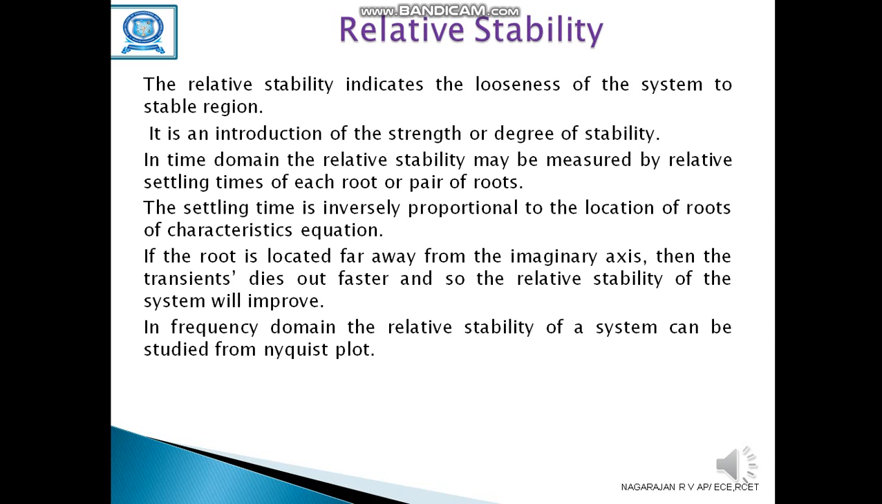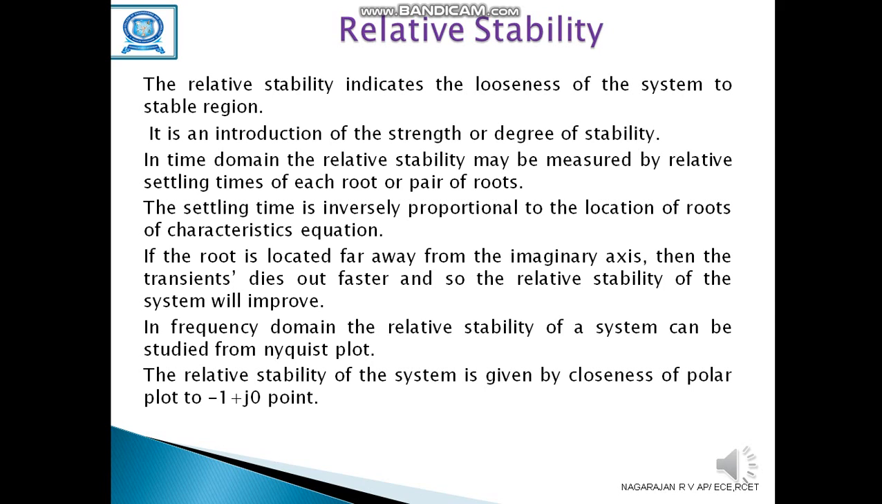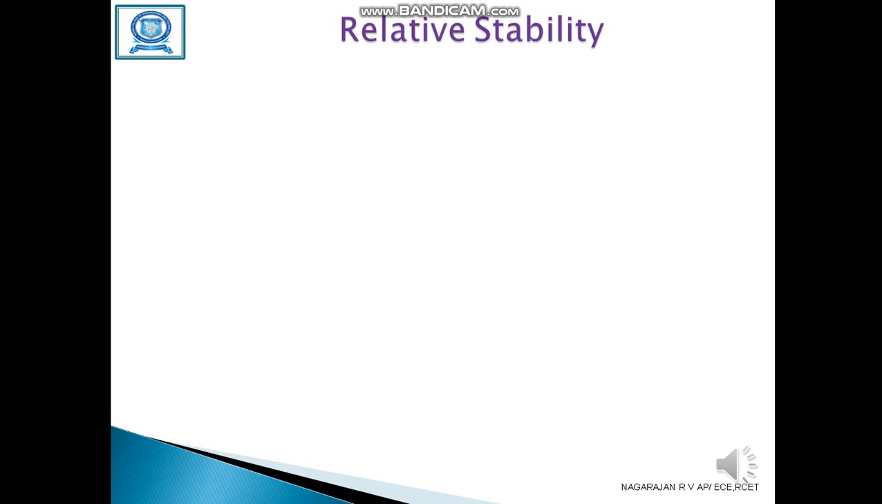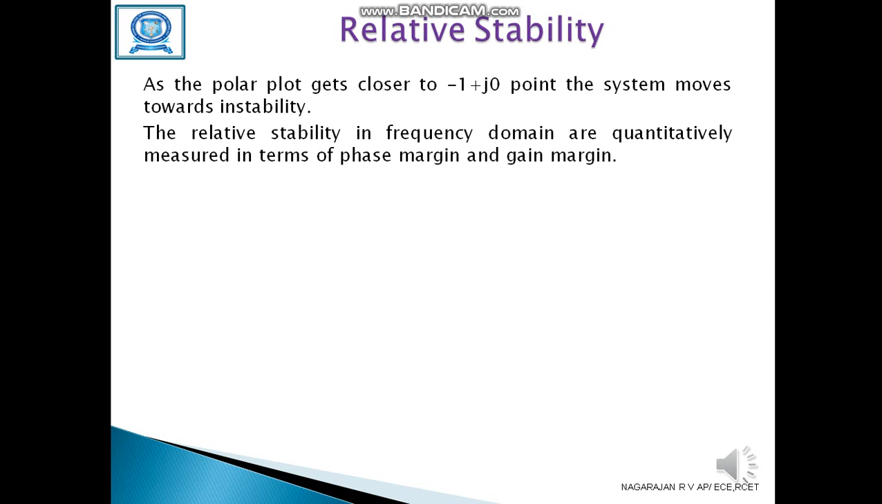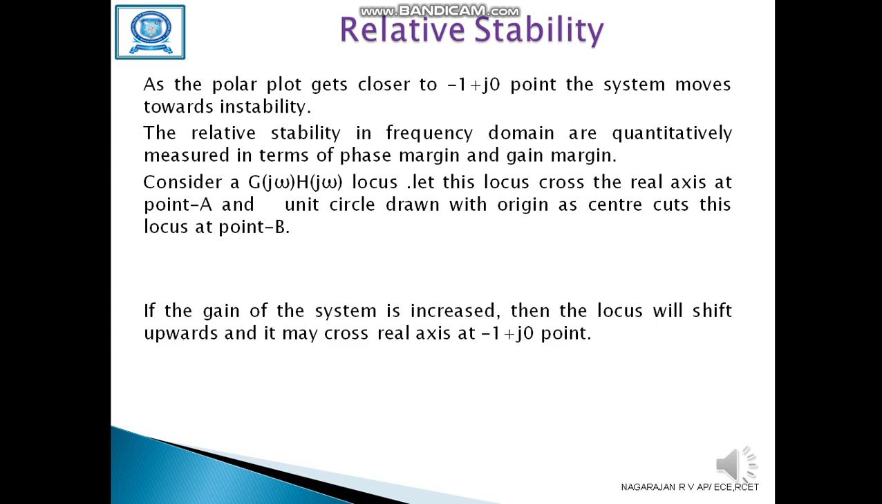In frequency domain, the relative stability of the system can be studied from the Nyquist plot. The relative stability of the system is given by closeness of the polar plot to the -1 + j0 point. As the polar plot gets closer to the -1 + j0 point, the system moves towards instability. The relative stability in frequency domain is quantitatively measured in terms of phase margin and gain margin.